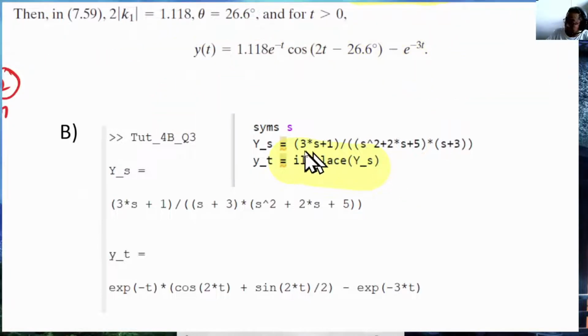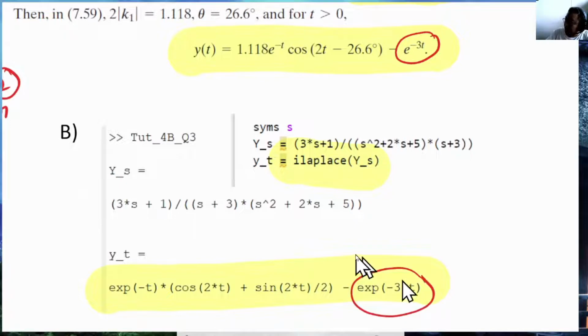We enter the expression of Y(s) and use inverse Laplace of Y(s) to get y(t). The answer is this. And if you compare this against this, it does not look the same. Well, it looks the same here, but it does not look the same for 1.118 times e^(-t) cosine(2t minus 26.6). So where's the difference?